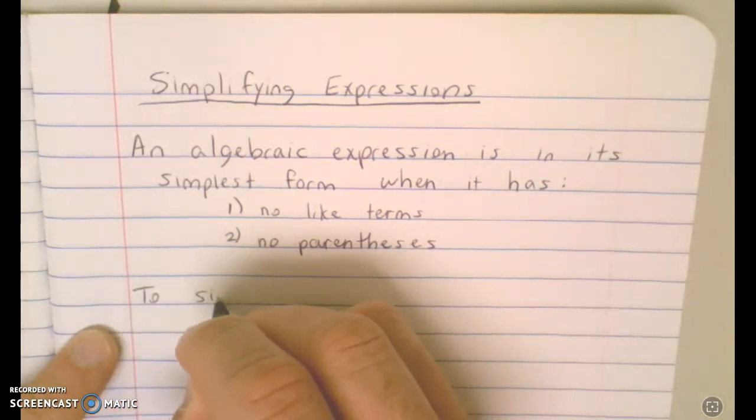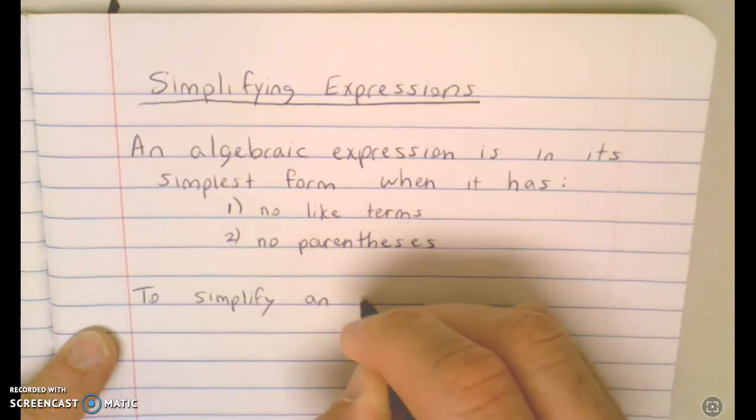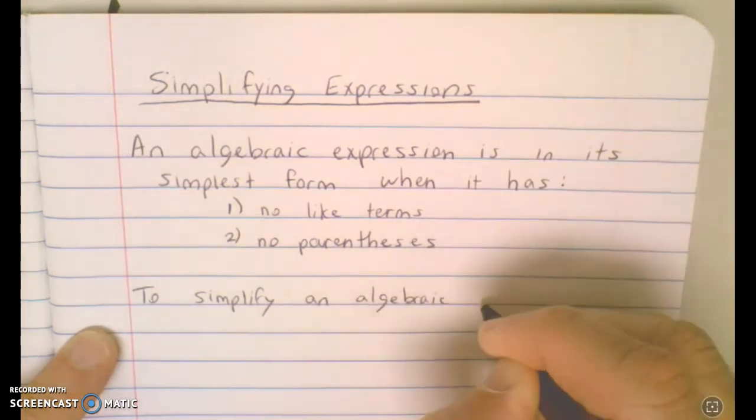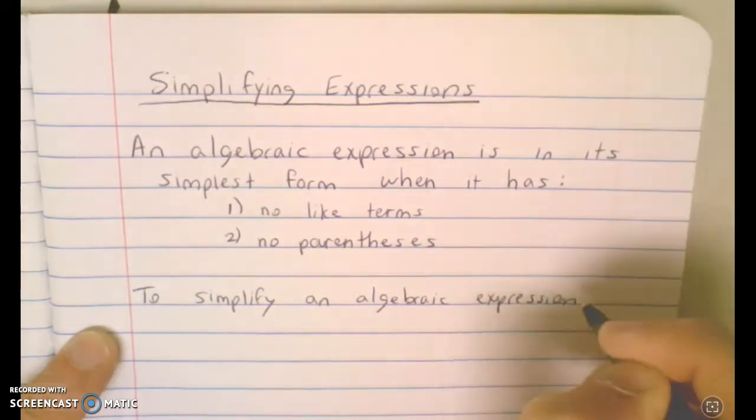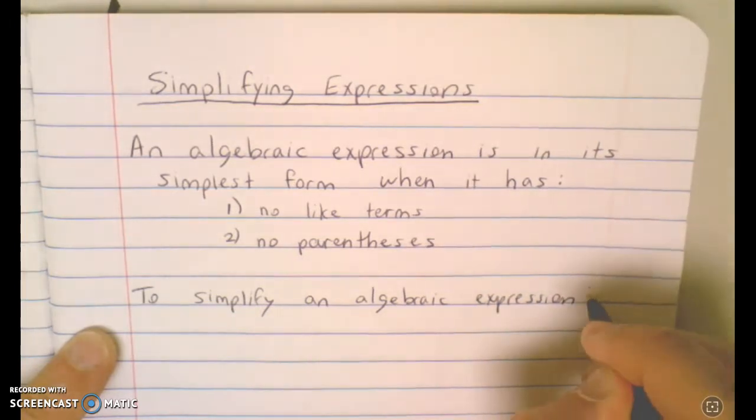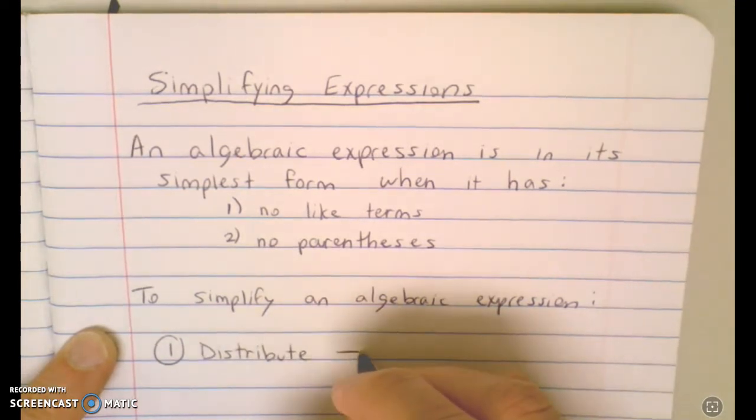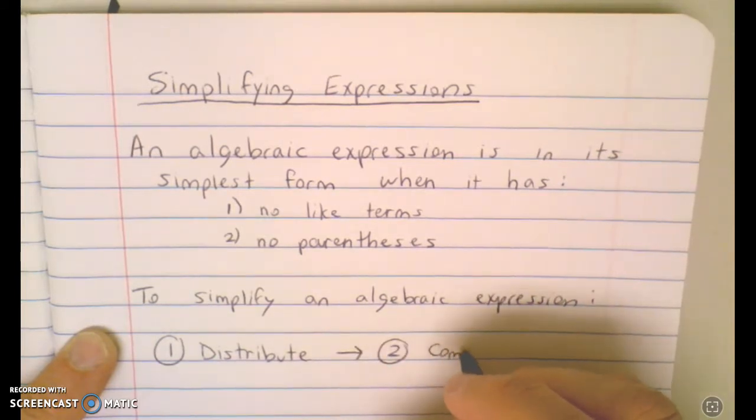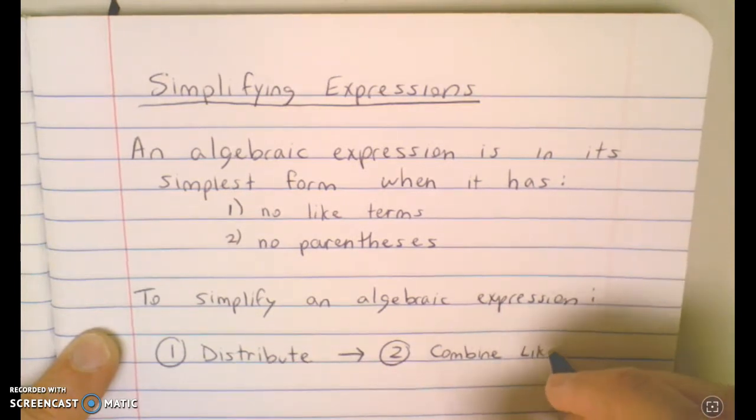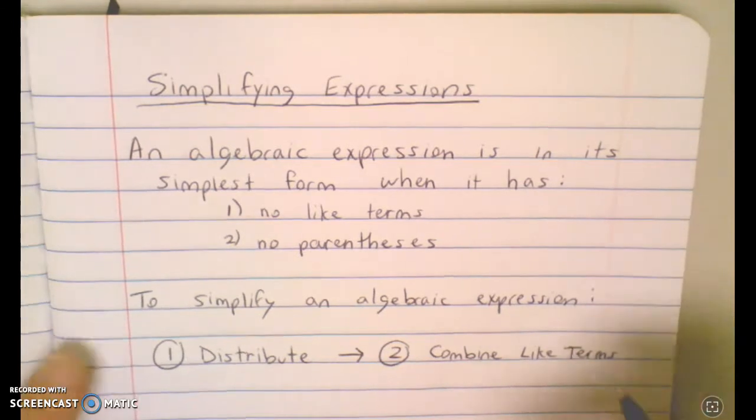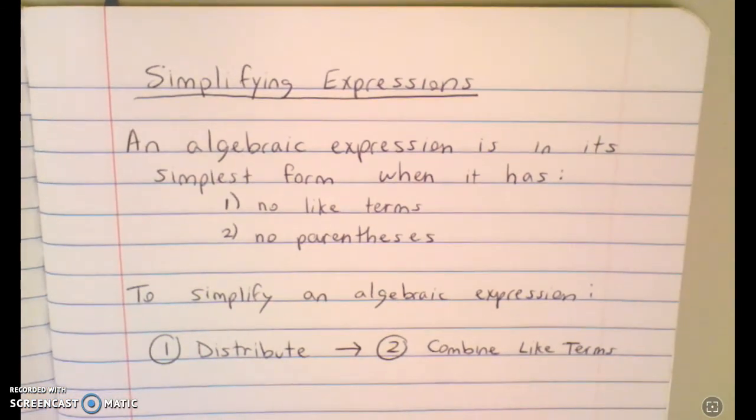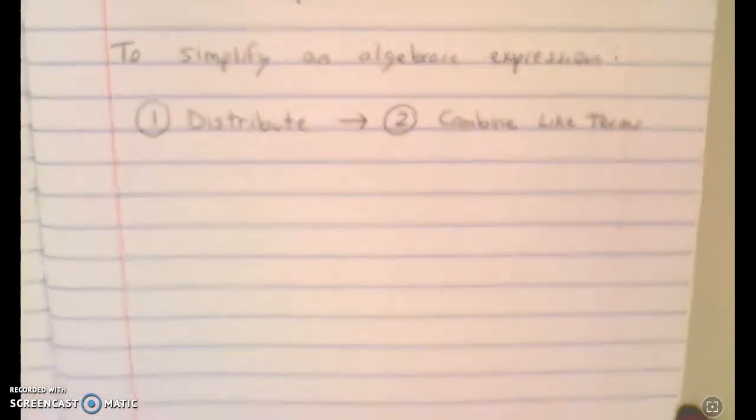To simplify an algebraic expression, you follow these steps. First, you distribute. If there's any parentheses, you need to distribute and get rid of the parentheses. And then you combine like terms. So let's look at some examples.